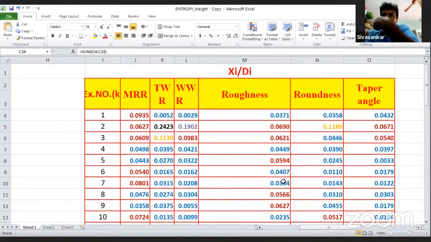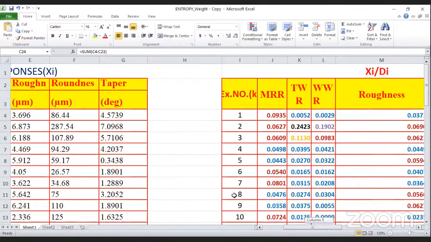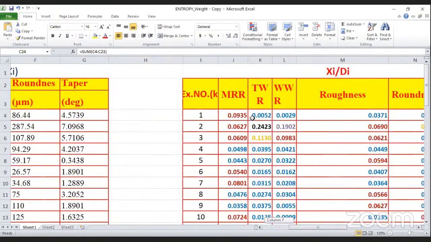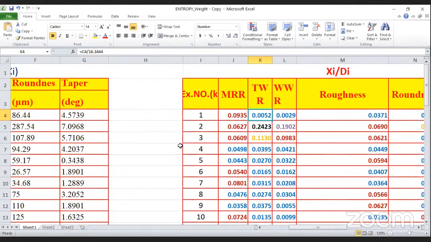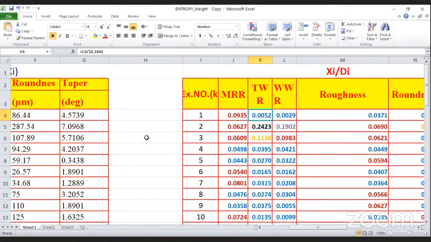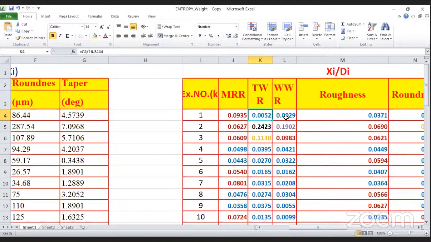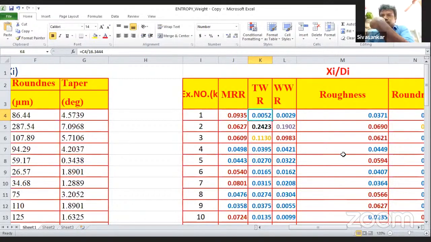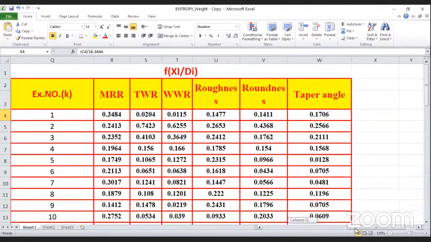Yeah, please click, sir. First cell of TWR. Yeah, second table, first cell of TWR. The particular value divided by the summation of TWR, which you found out from the previous tables. Like that, we could formulate XI by DI values for all the values. Go to the next table, sir. Next, the third table, please.